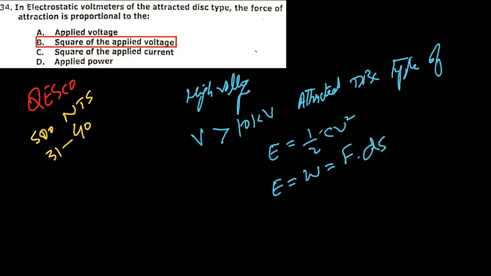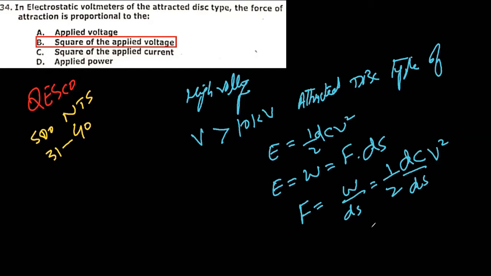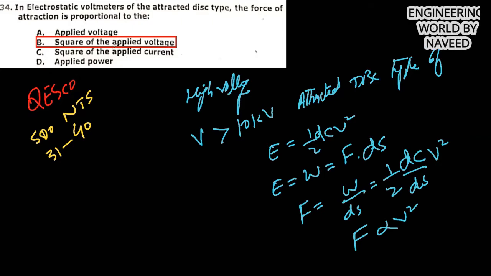So the force will be equal to W divided by ds, and W is the energy, which is this, so that's 1 by 2 dC by ds into V square. So your force has a direct relation with the voltage square here. So the force of attraction is proportional to the square of the applied voltage.